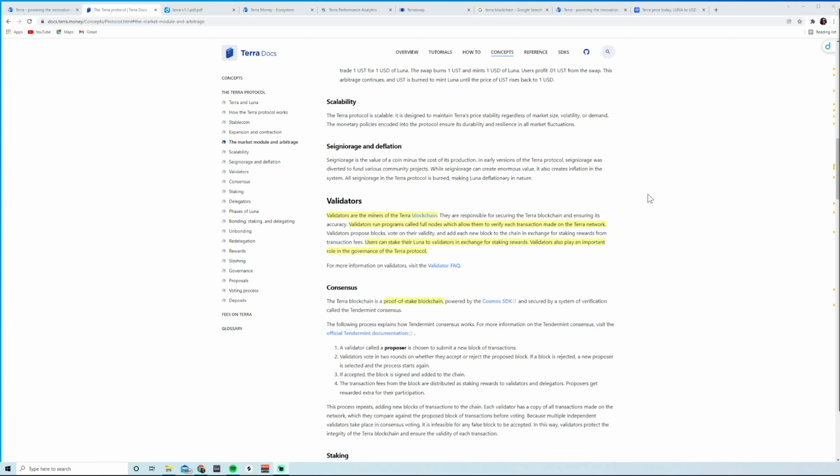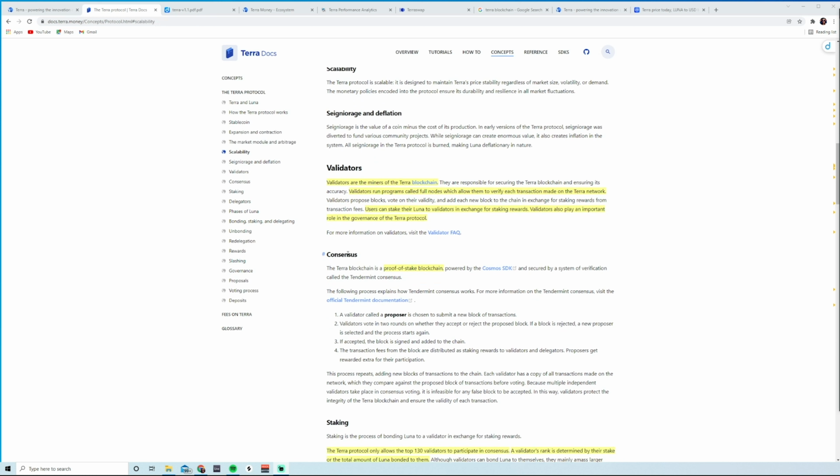Now let's take a brief look at the governance model of this blockchain and how it all works. Basically, the consensus mechanism for the Terra blockchain is proof of stake, but technically it's really delegated proof of stake, and I'll explain why I call it delegated proof of stake.